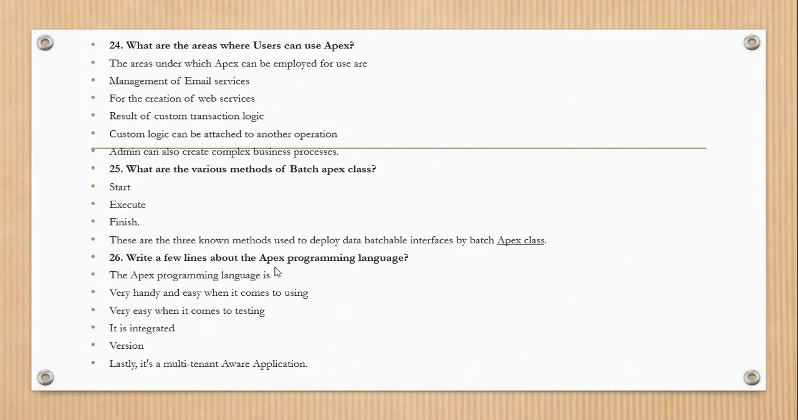Next question. Write five lines about the Apex programming language. The Apex programming language is very handy and easy to learn. It is very easy when it comes to testing. It is an integrated version. Lastly, it is a multi-tenant aware application.